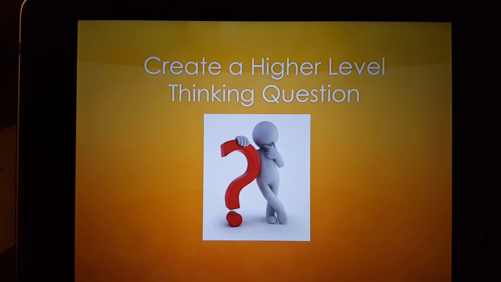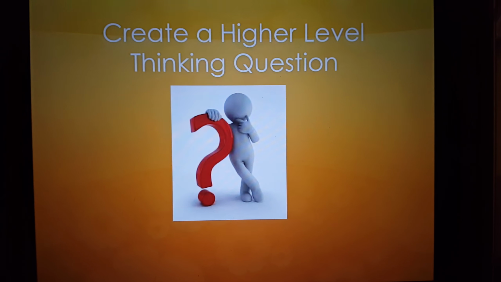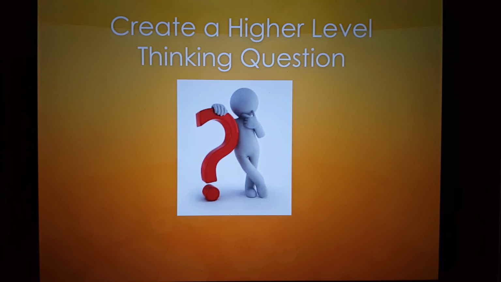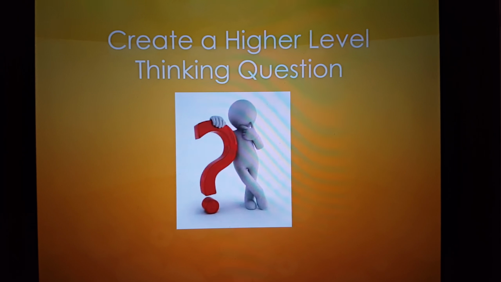Okay, we also have create a higher level thinking question. So what I would like for you to do is take a moment and think of a higher level thinking question that you could potentially ask, because it's best that you know how to do it so that your students are able to do it as well.